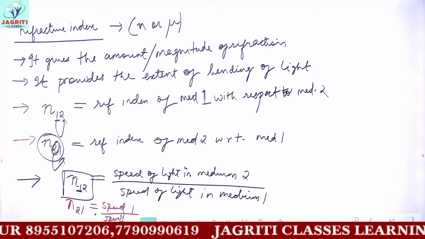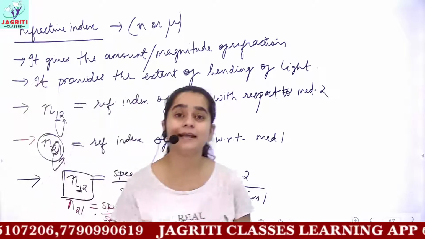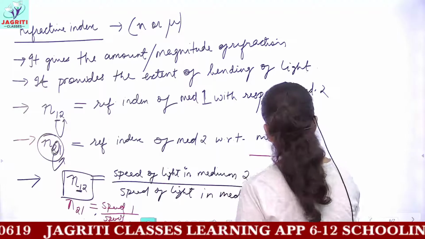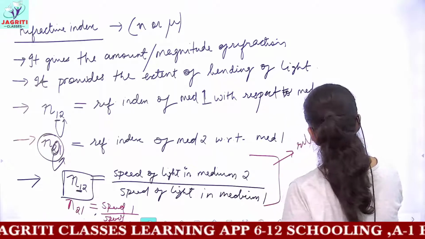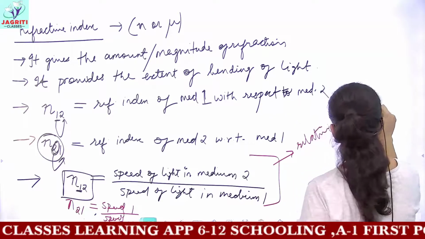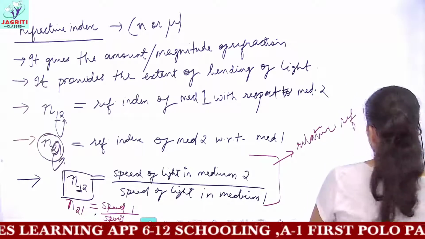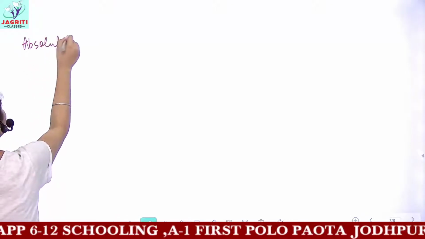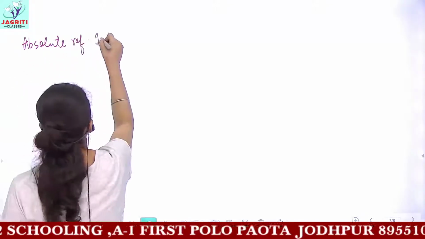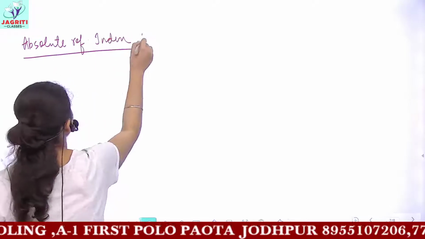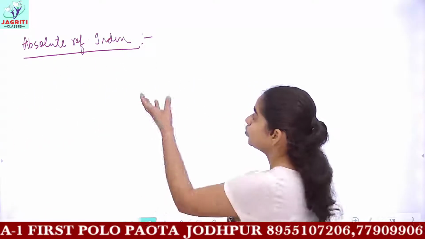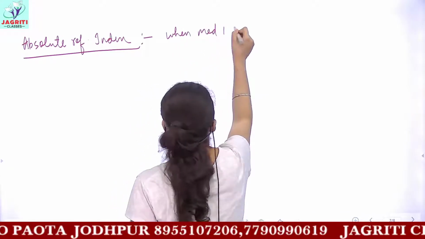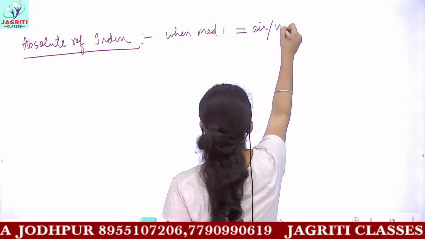So when you are calculating the refractive index of one medium compared to the next, such a refractive index is called relative refractive index. But you have one more term, which is called absolute refractive index. That is how you can find the refractive index of a particular medium. Absolute means when medium 1 is considered to be air or vacuum.